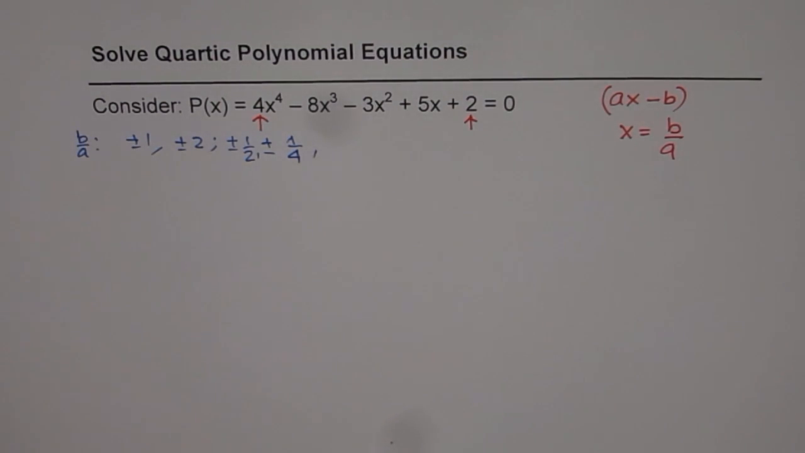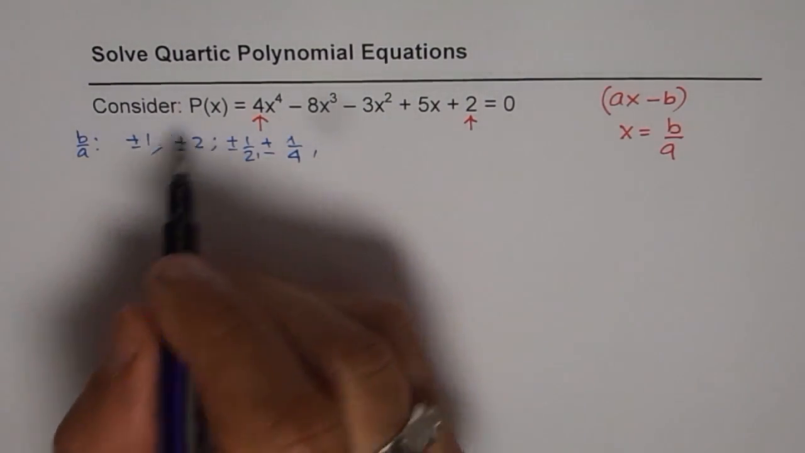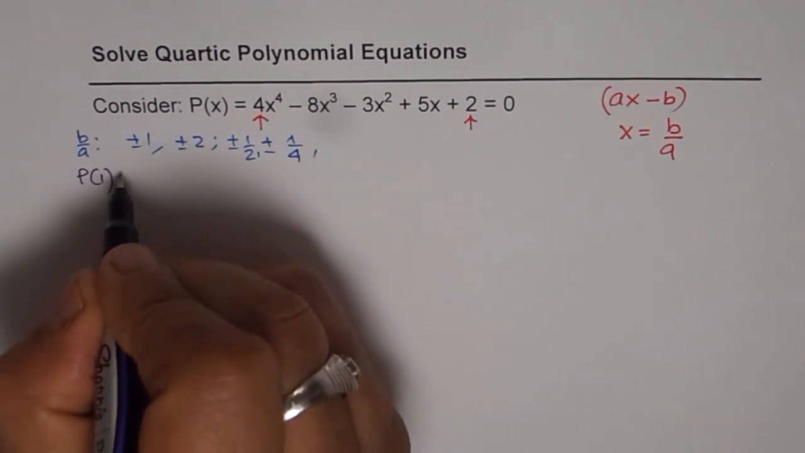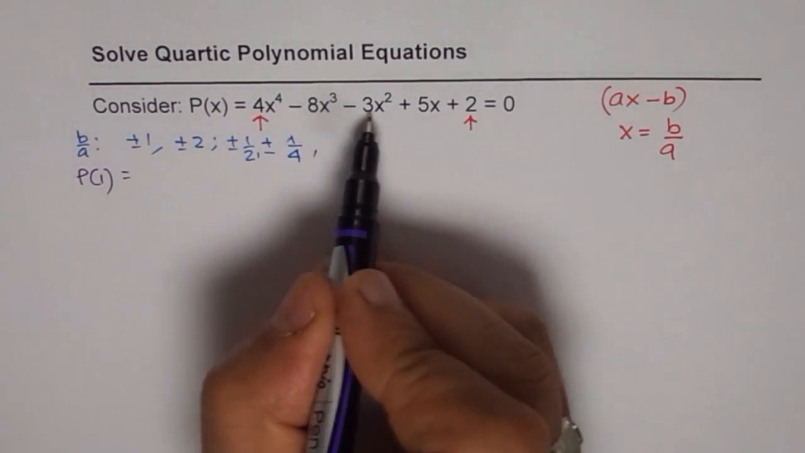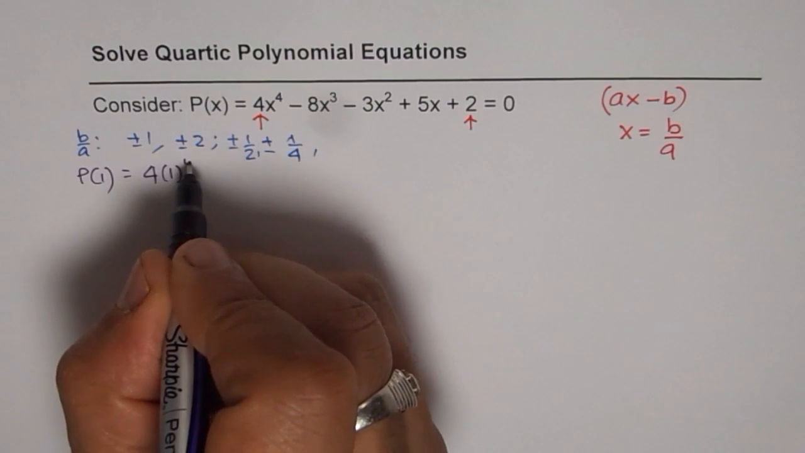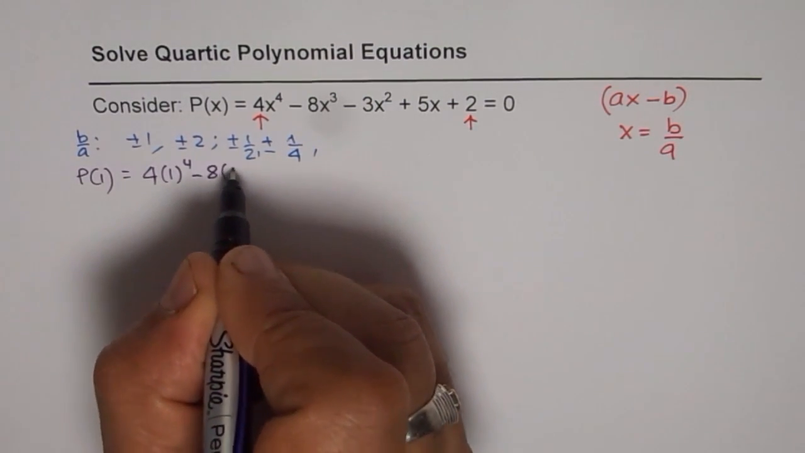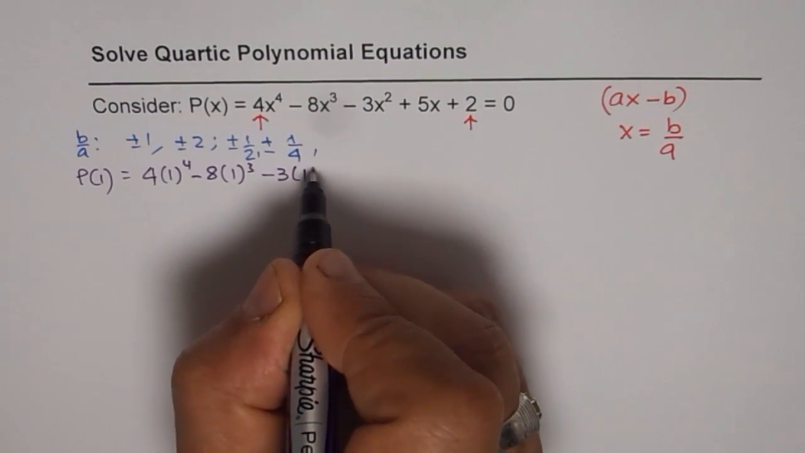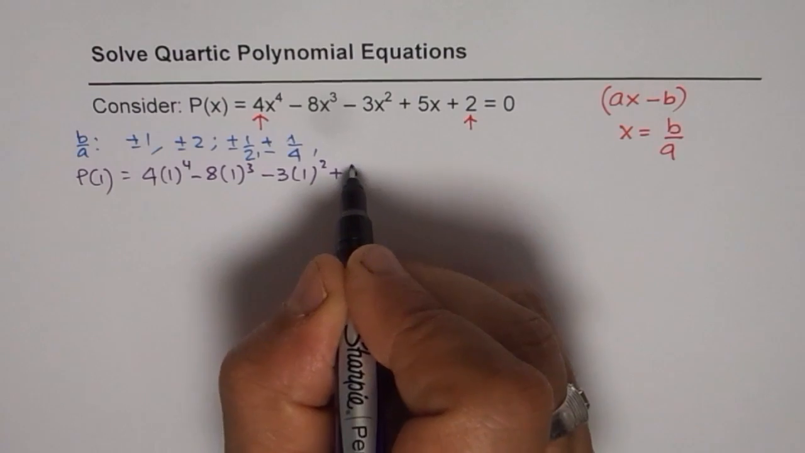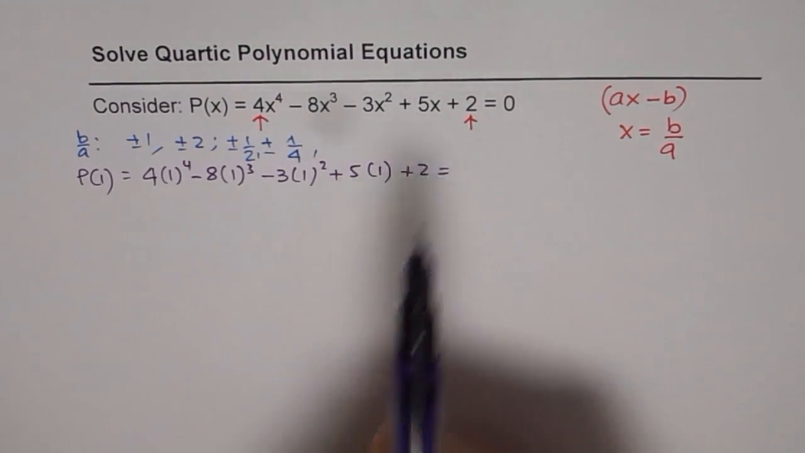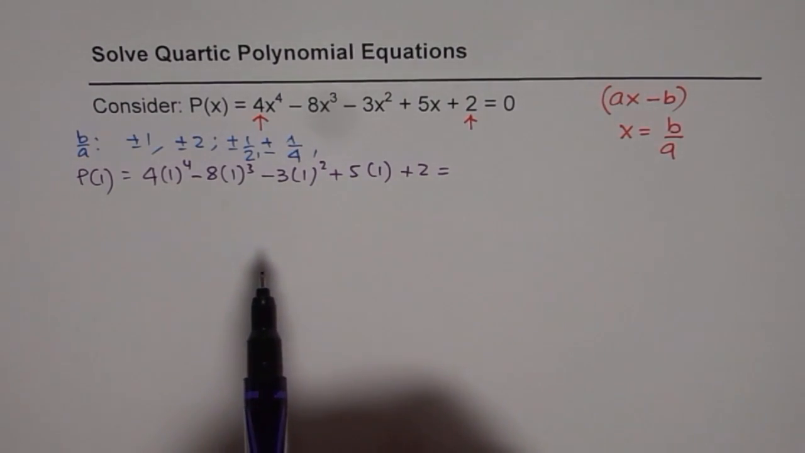So let's begin with the first one, which is p of 1. So let's write the value of the function at 1. That really means you have to substitute x as 1. So we get 4 times 1 to the power of 4, minus 8 times 1 cubed, minus 3 times 1 squared, plus 5 times 1 plus 2, right? You should use a calculator to do all this, but I don't have one today. So I'm just doing rough calculations here.